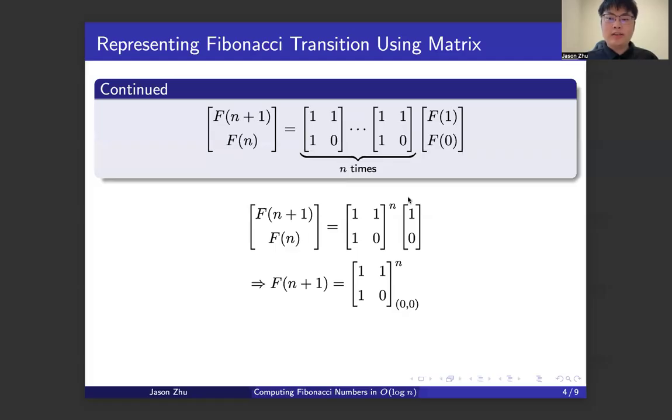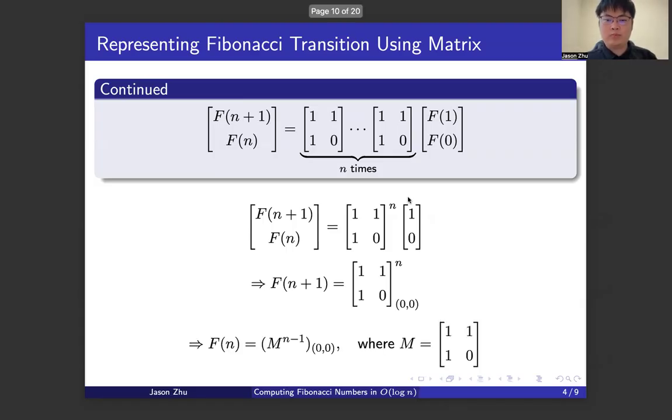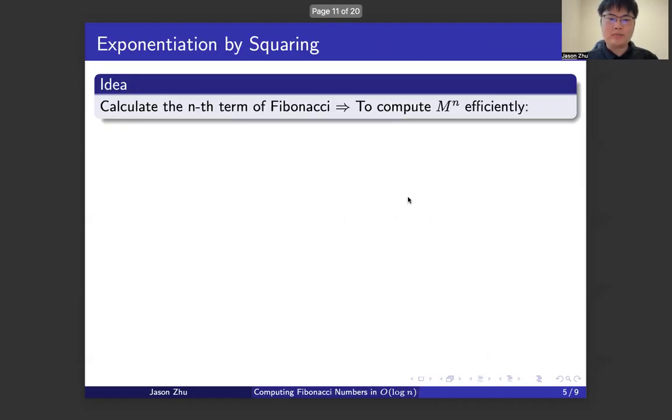And since we only care about the final term, which is the n plus 1 term, if we start from the base term, it's actually the top left element of the matrix multiplication, since the matrix multiplication also results in a 2 times 2 matrix. So we call this transition matrix M, and the nth term of the Fibonacci sequence is just the top left element of the matrix M to the power of n minus 1.